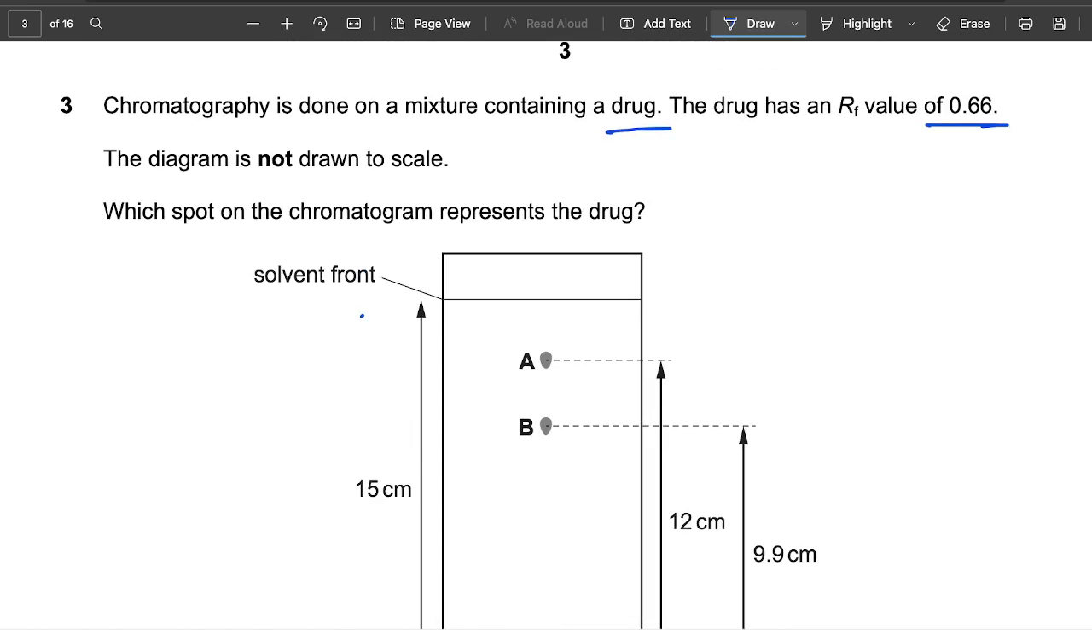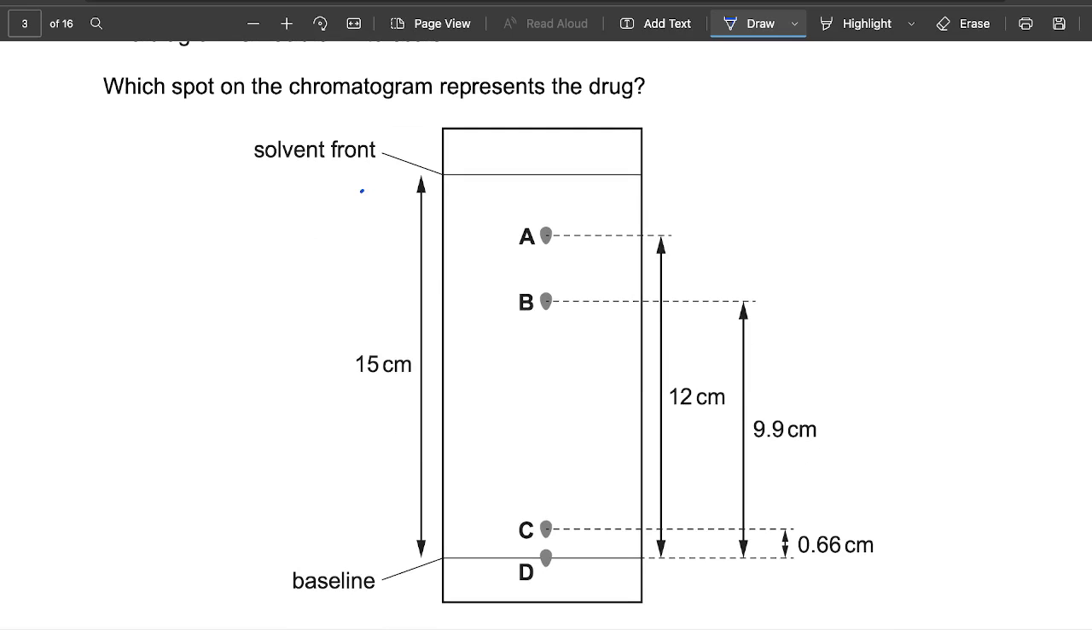It says the diagram is not drawn to scale. Which spot on the chromatogram represents a drug? Okay, so let's see. Now the RF value is 0.66. This simply means that this is the distance traveled by the dye over the entire distance between the solvent front and the baseline, which is 15 centimeters here.